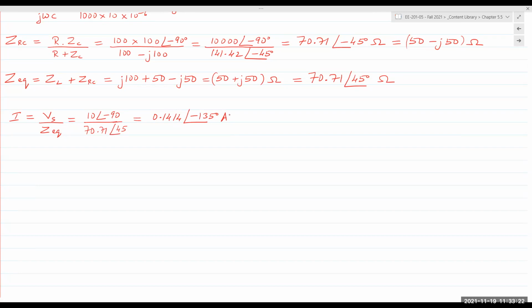Now we can find the voltage across the resistor and the capacitor. They are in parallel, so obviously the voltage is the same. We can find that voltage by applying Ohm's law, right? I is the same current that is flowing through ZRC. So if I do I times ZRC, I would get VRC. VR is equal to VC, which should be equal to I times ZRC.